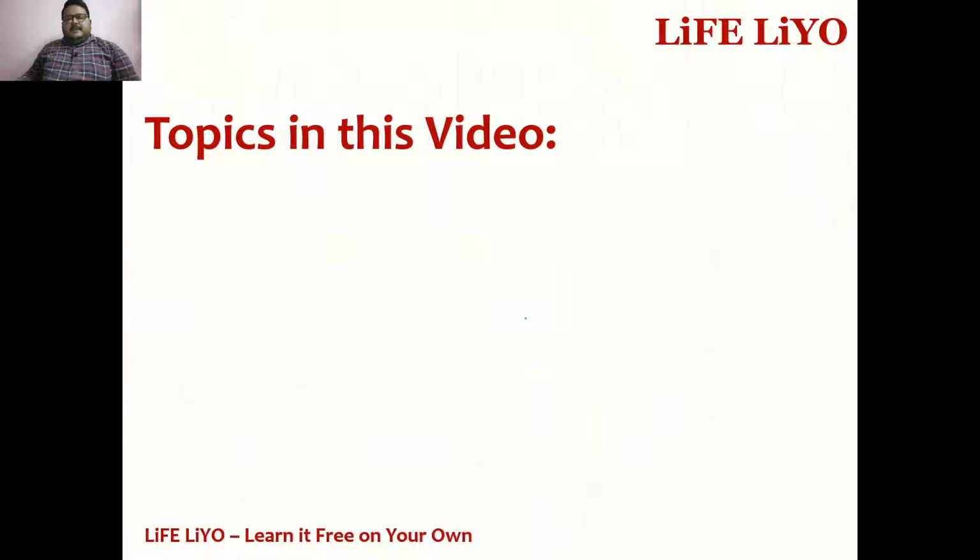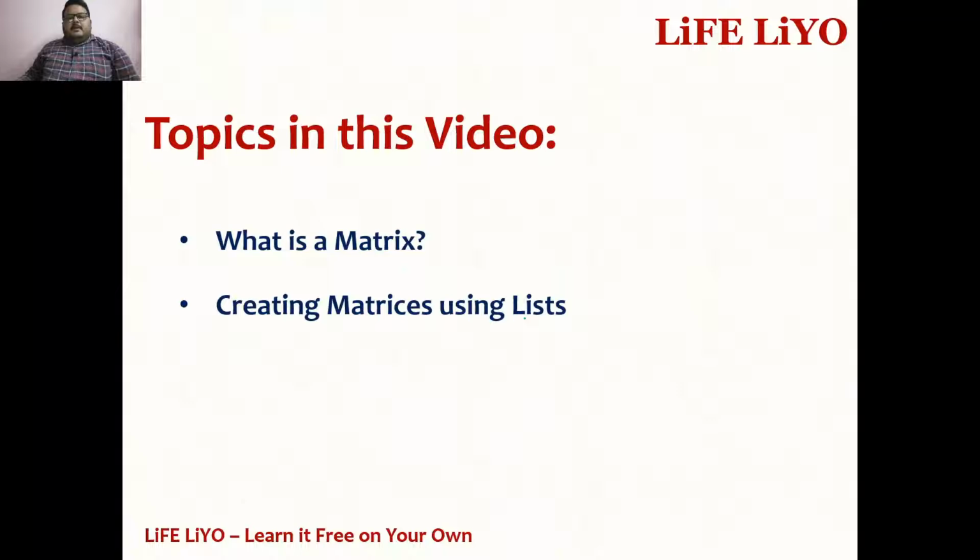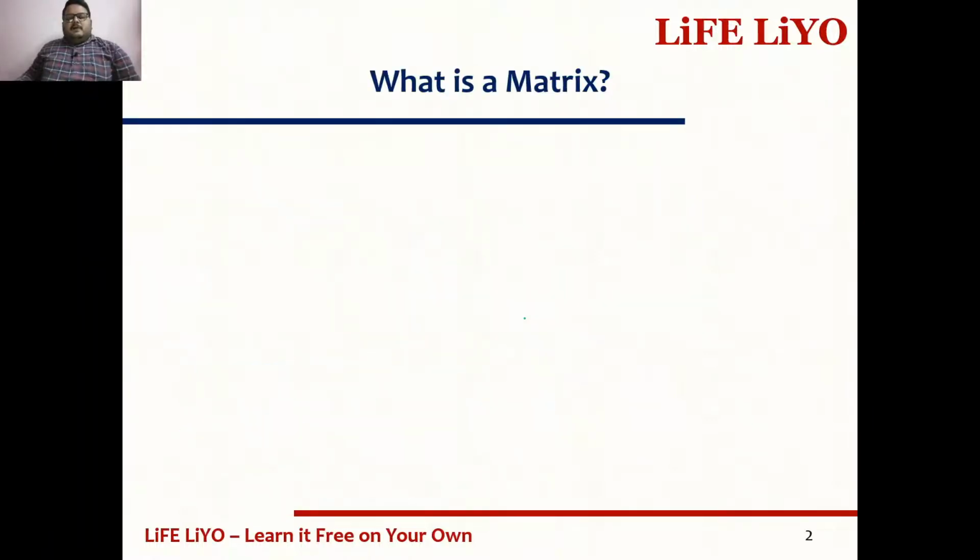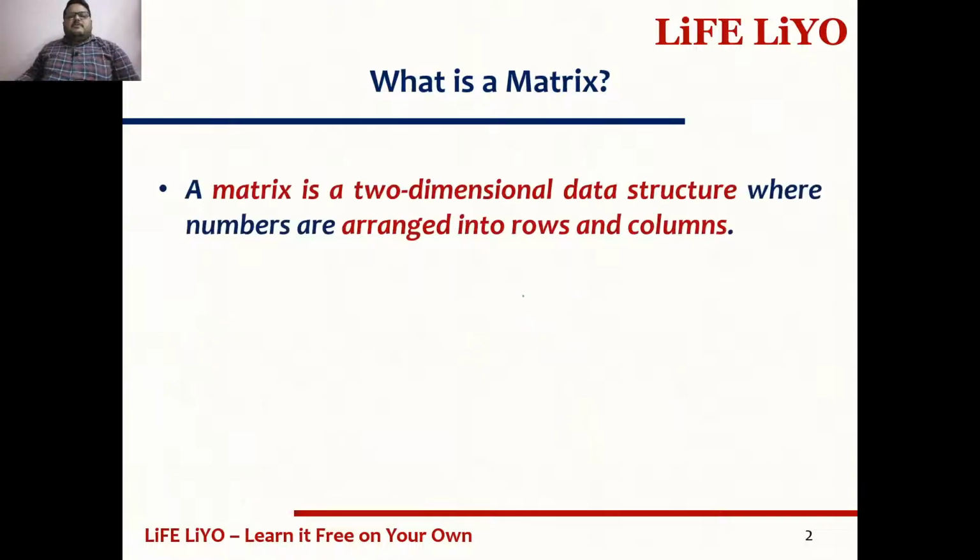Back to our channel. In this video I am going to discuss what a matrix is, how to create matrices using lists, how to access matrix elements, and different examples. First of all, what is a matrix? We know that a matrix is used to store our data in the format of rows as well as columns. So a matrix is a two-dimensional data structure where our elements are arranged into rows as well as columns.